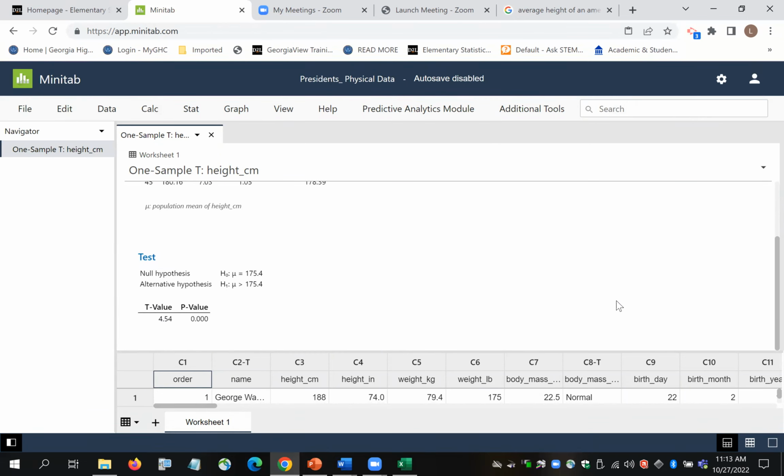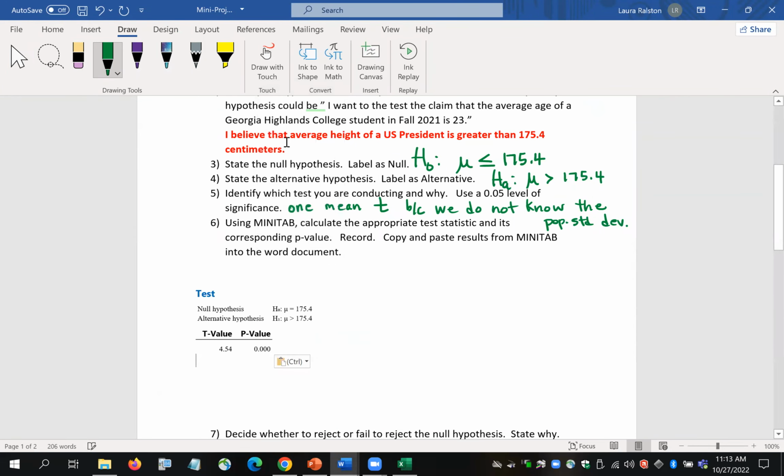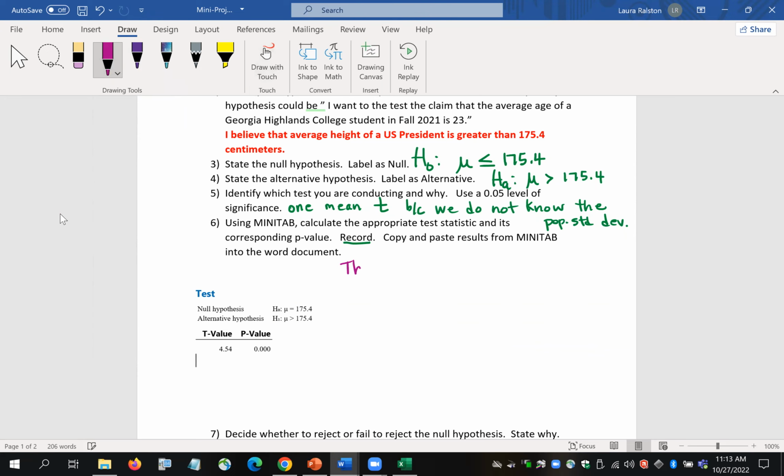Okay, remember, I'm looking for the information under test, copy. It does tell you to copy the results, but it also says, and you guys have been doing a good job with this, to record. Record means to write it down, ideally in a complete sentence. So you would say the t-test statistic is 4.54 with a p-value of 0.000. Now you could write just 0, but it does write it out in 3 places.